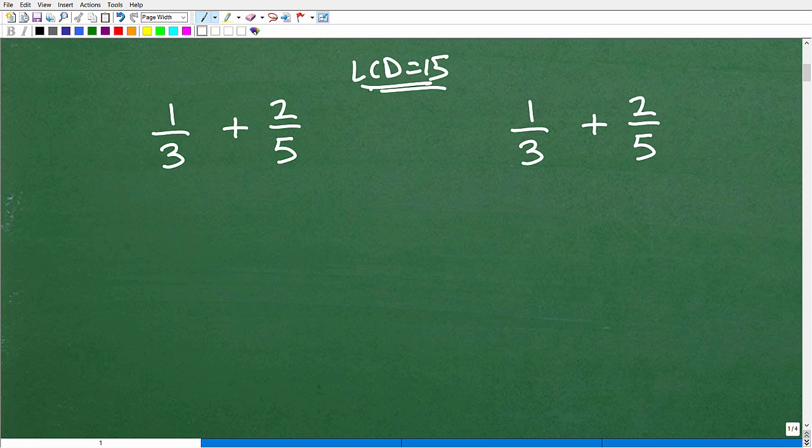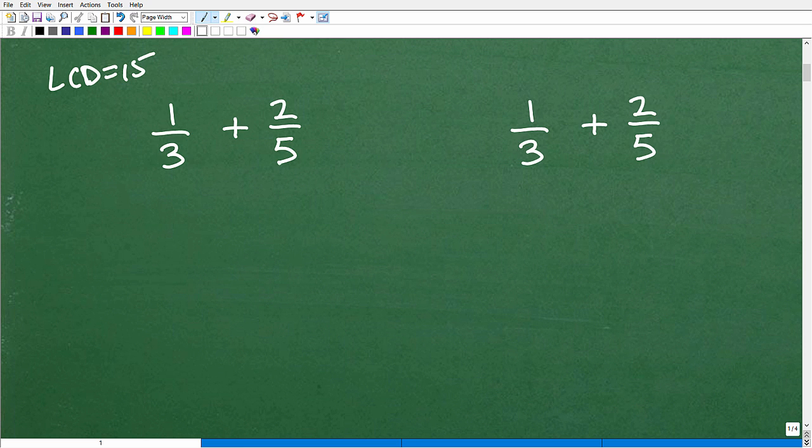Okay, so you need to know how to find the LCD, and most of you would know that the LCD is 15. Now if you don't know why the lowest common denominator is 15, well, check out some of my videos in my pre-algebra playlist and master that skill. It's absolutely critical. All right, so the LCD is 15. So let's approach this problem this way, okay? Well, what does that mean?